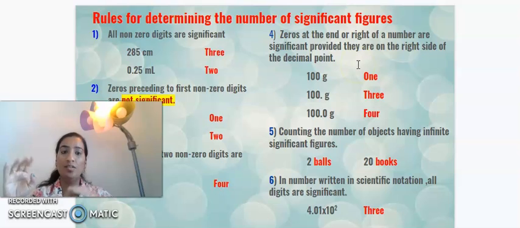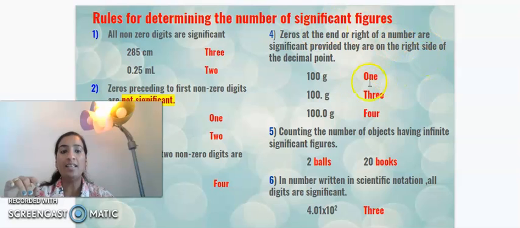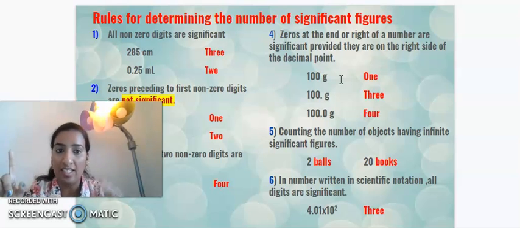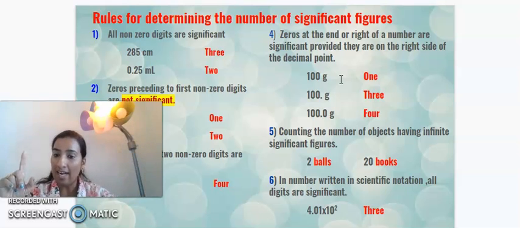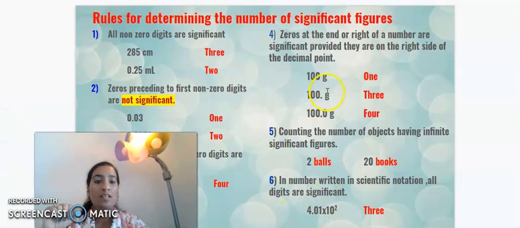The fourth rule: zeros at the end or right of a number are significant provided they are on the right side of the decimal point. If there is a decimal point, then the zeros at the end are significant. There is no decimal point in 100 grams, so there is only 1 significant figure. In 100. gram, there are 3 significant figures. In 100.0 gram, there are 4 significant figures because there is a decimal at the right side.